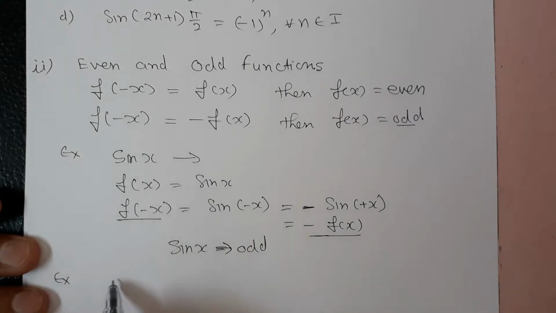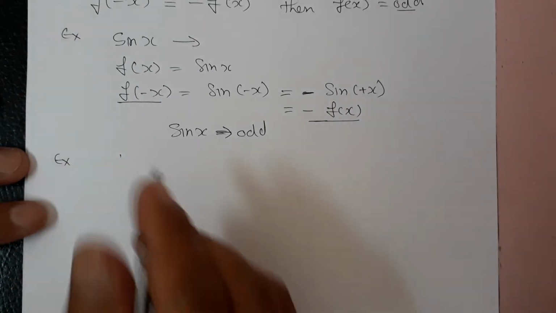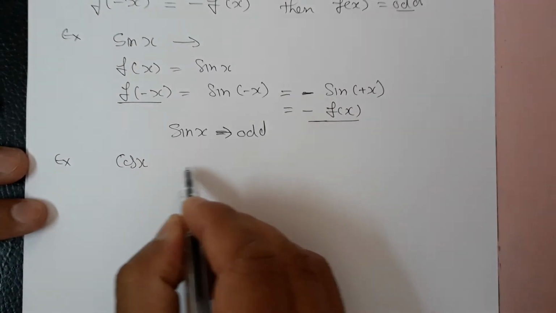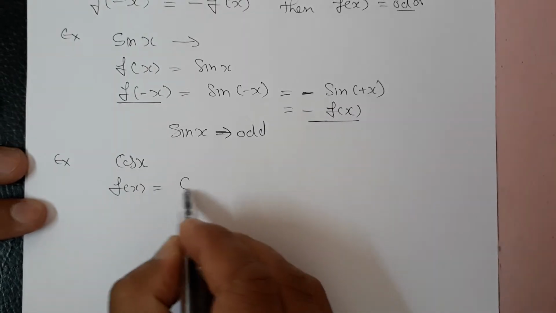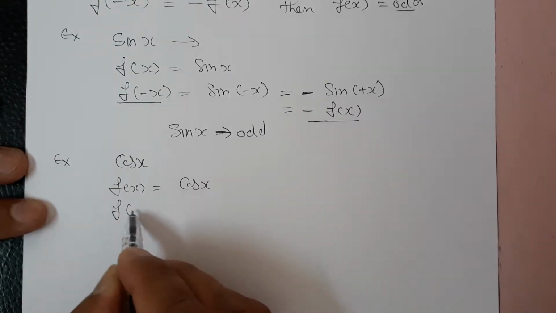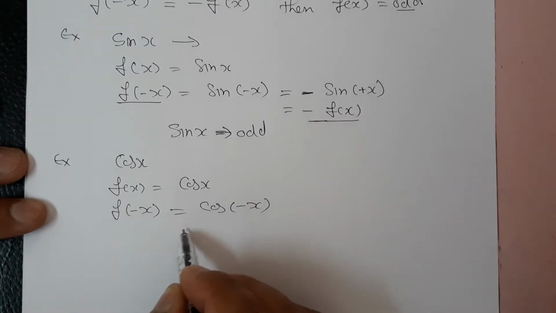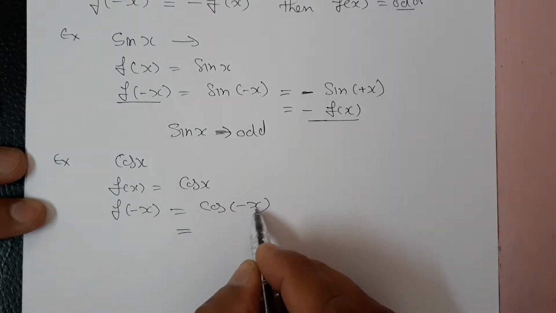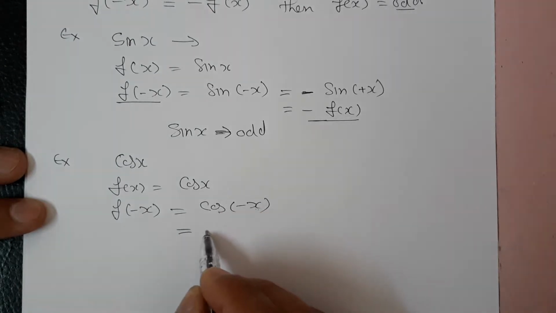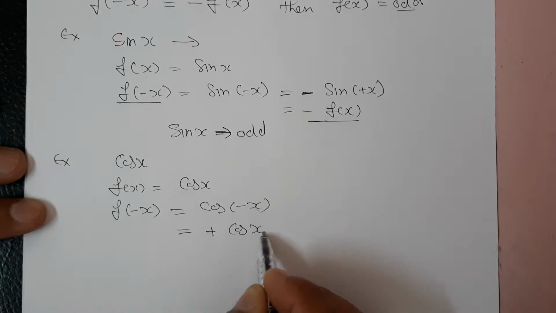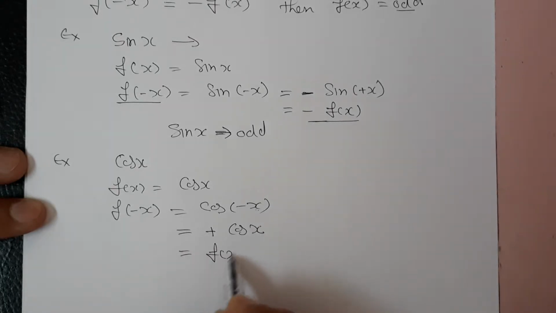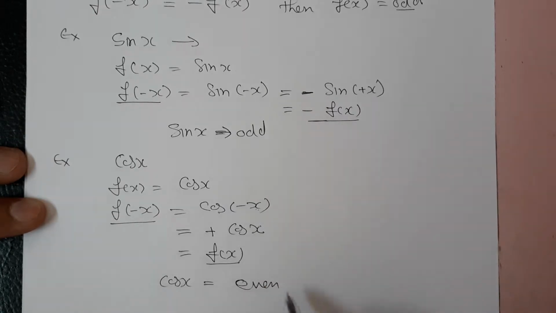Similarly, we have another example. Let's take cos x. Here f(x) is cos x, we change x to minus x everywhere. Then we use the property of cosine of minus x. It is positive cos of x. So this is f(x). So cos of minus x is positive f(x), which implies cos x is an even function.